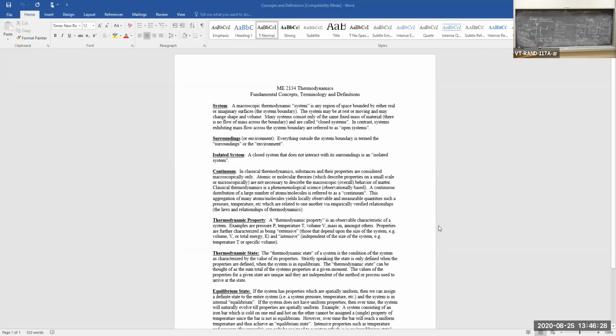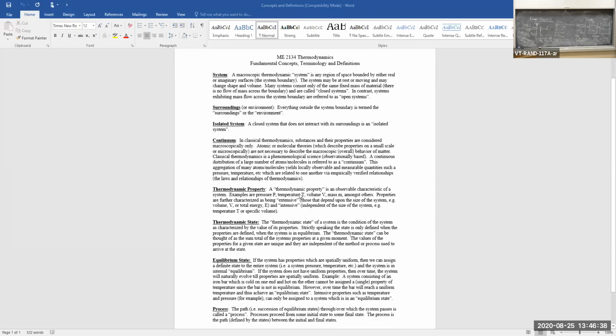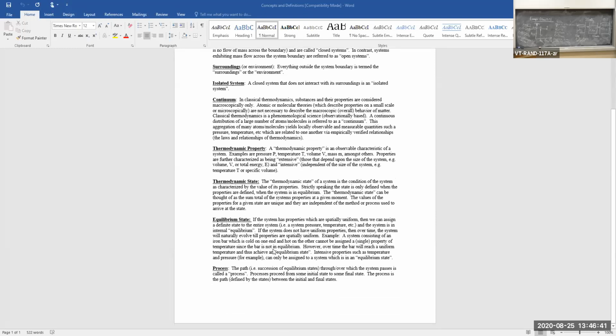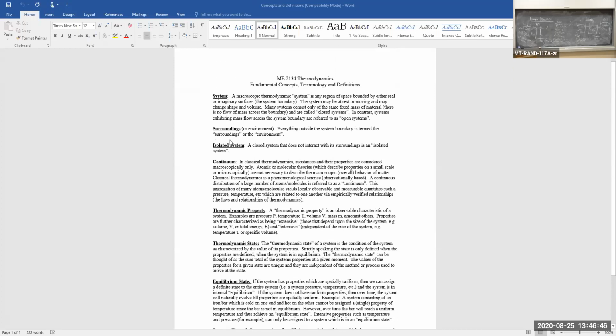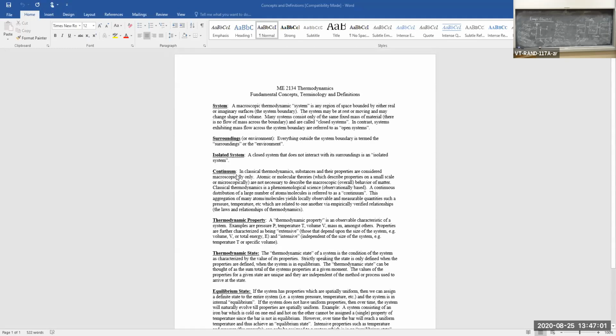I posted on Canvas a document called Concepts and Definitions: Fundamental Concepts, Terminology, and Definitions. It gives written definitions for system, properties, state, process. Don't worry too much about some of this other stuff, like surroundings, isolated system, or continuum. You can read these if you want. I'm not going to go through too much on this, but I have provided you with a document on Canvas that goes over and repeats some of what we've done for the concepts here.